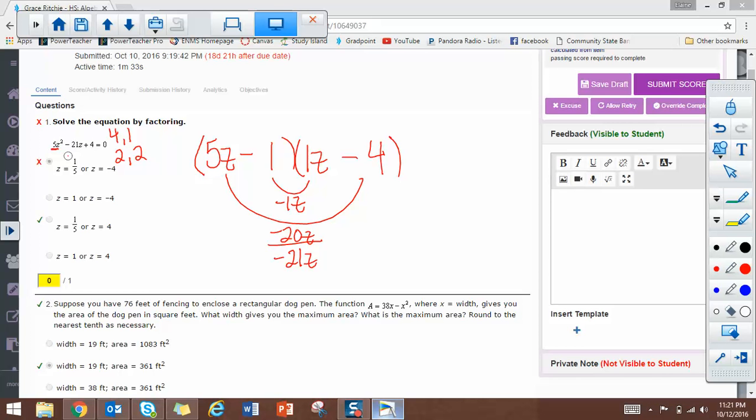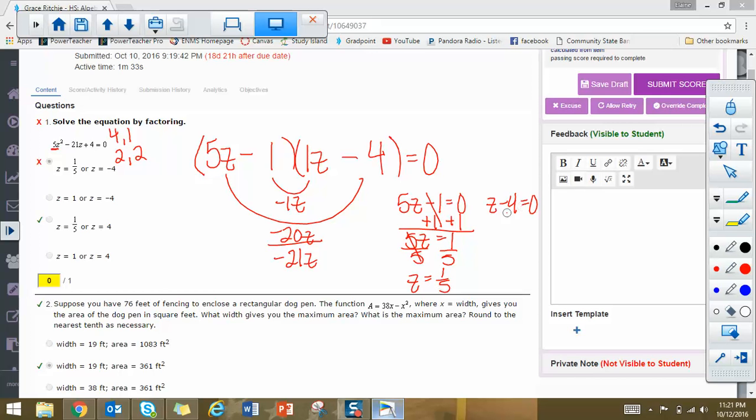Now I need to actually get the solutions by setting each of the parentheses equal to 0. So I'm going to get two answers, one from 5z minus 1 equals 0, and another one from z minus 4 equals 0. Recognize that 1z and z are the same thing. So here I'm going to add 1 to both sides. This is just a quick two-step equation, and I get 5z equals 1. Then I divide both sides by 5, and I get that z equals 1/5. On the other side, I'm just going to add 4 to both sides, and that's going to give me z equals 4. So your answers are 1/5 and 4.